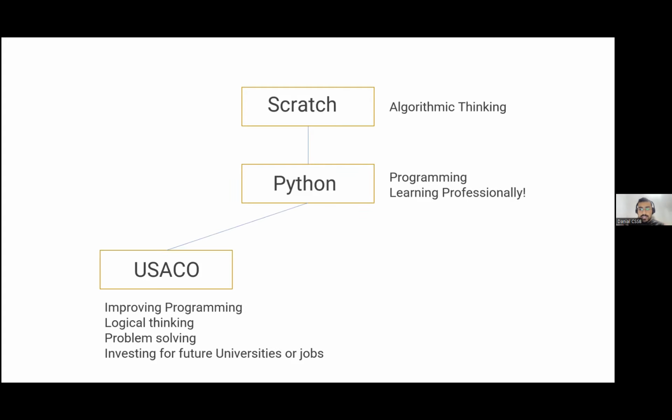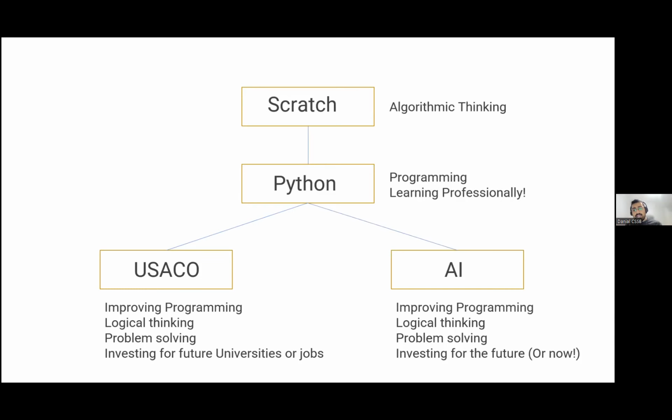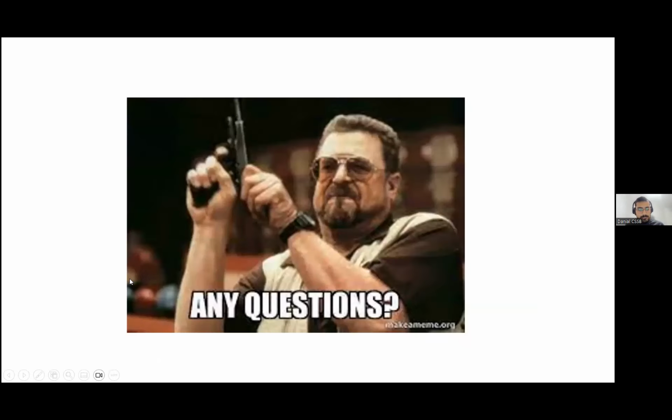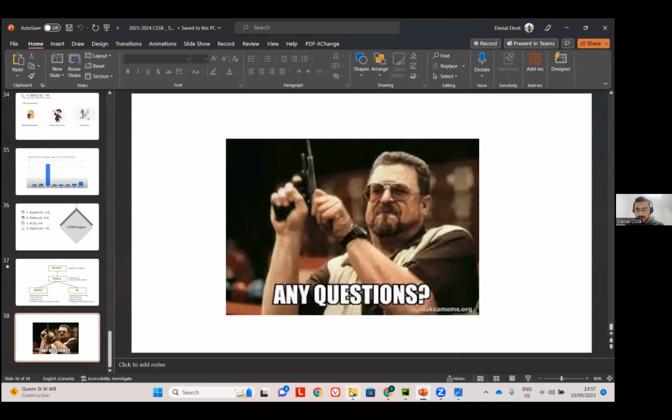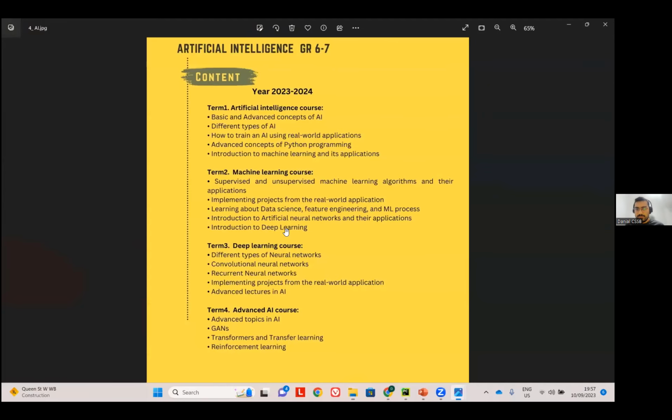And after learning Python, you're going to unlock two beautiful things that we have here: the USACO series, improving programming, logical thinking, problem solving, and also AI. Also the same things, and we're going to invest for our future, now that AI has entered every field that we have right now. And before going to the questions, let me show you the last poster for USACO also.